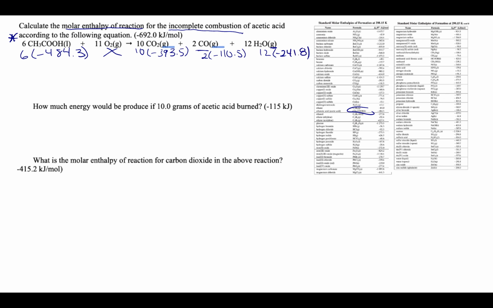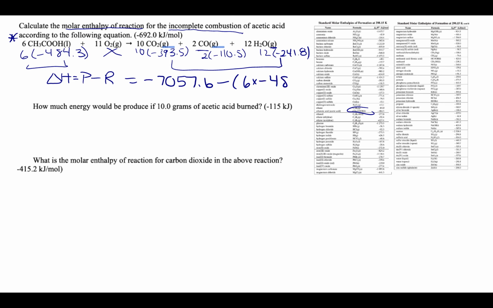Now we want to do the same thing we did before. We want to get our total on the right-hand side and subtract our total on the left-hand side, right? Because that still tells us delta H of the reaction is the sum of the products minus the reactants. So if I do that, my sum of my products, I believe, was negative 7,057.6, and I need to subtract my reactants. So 6 times negative 484.3.